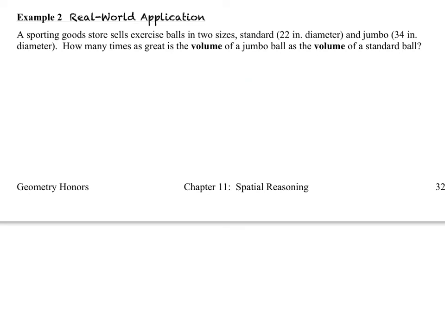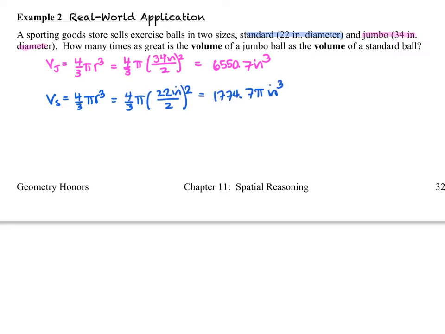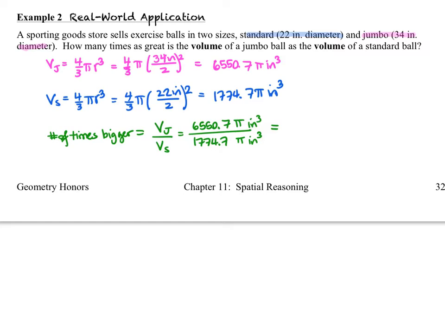Example number 2 says a sporting goods store sells exercise balls in two sizes. The standard 22-inch diameter and the jumbo 34-inch diameter. How many times as great is the volume of a jumbo ball as the volume of a standard ball? Let's start by writing the volume of a sphere formula. Next, let's substitute in for r, and we're able to find the volume of the jumbo sphere. Now let's find the volume of the standard sphere. Again, starting with the formula and then showing substitution. Once we've got these two volumes, we can find how many times bigger by dividing. And we're able to determine that the jumbo size is 3.7 times bigger than the standard size exercise ball.